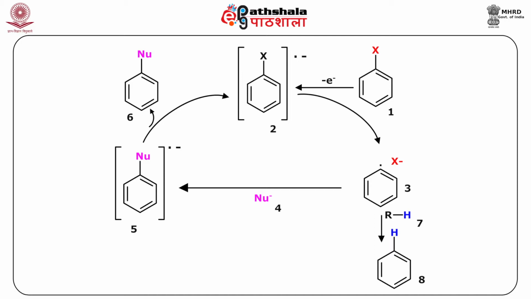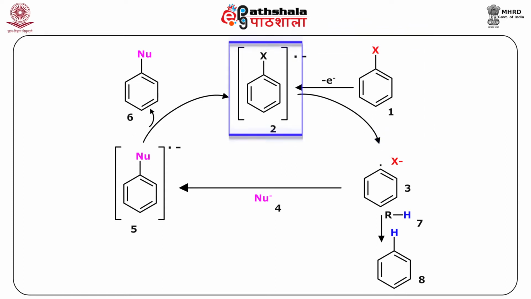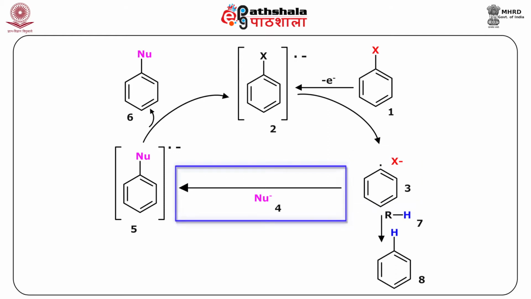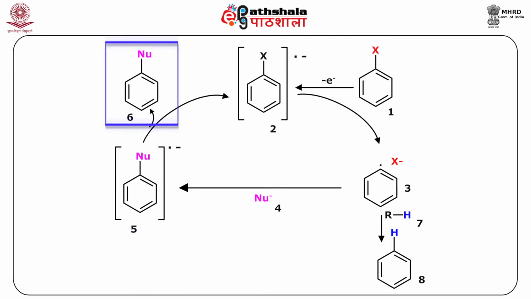Here is the SRN1 reaction with aryl halide as the substrate. As you can see in this figure, students, the aryl halide, numbered 1, first accepts an electron from a donor and becomes an anion radical, numbered 2, which loses the halide anion, giving rise to aryl radical 3. This can be easily attacked by the nucleophile 4 to form a new radical anion 5, which subsequently leads to the product formation, numbered 6.